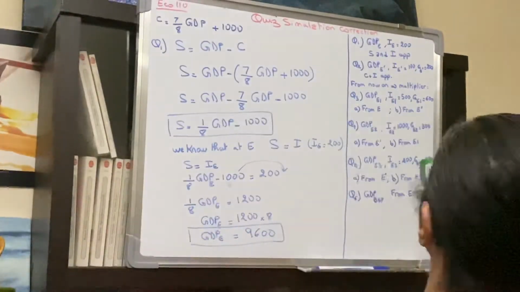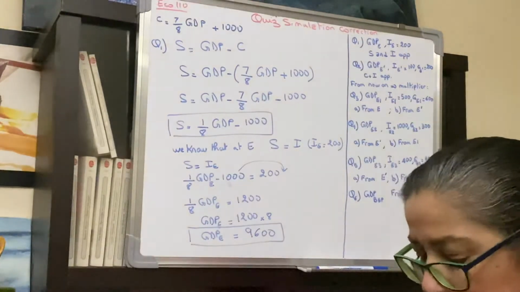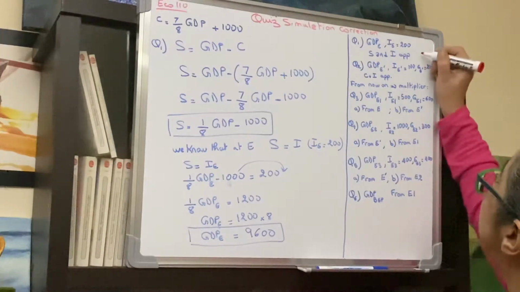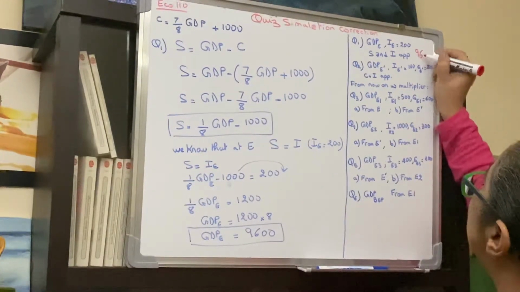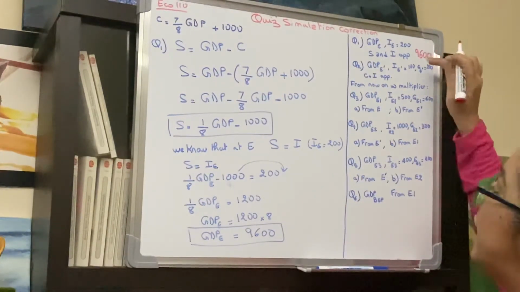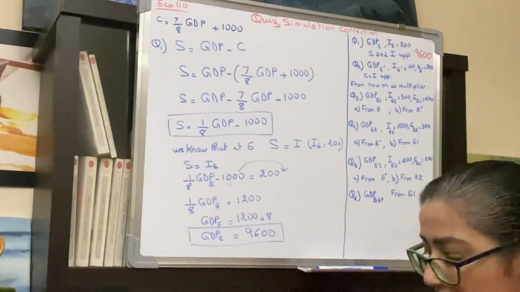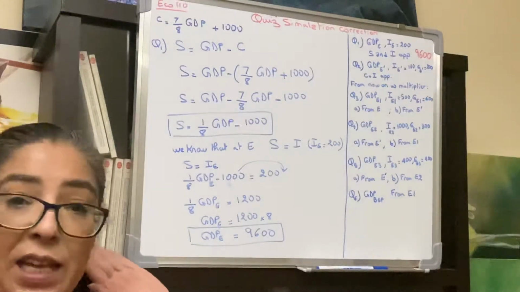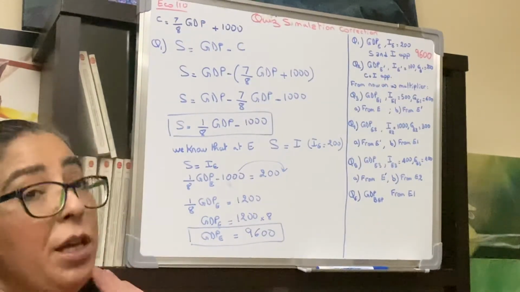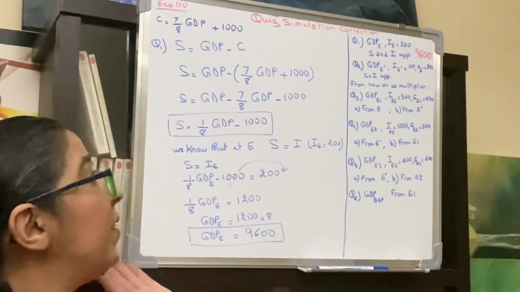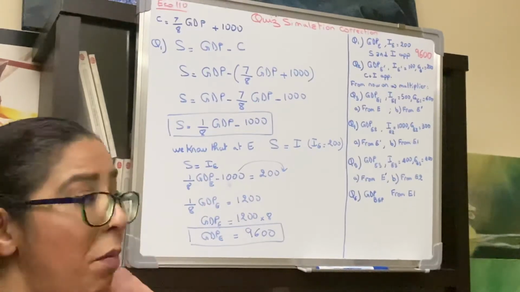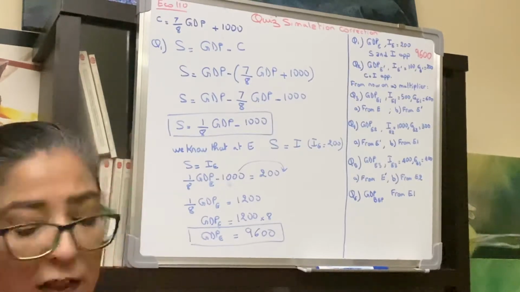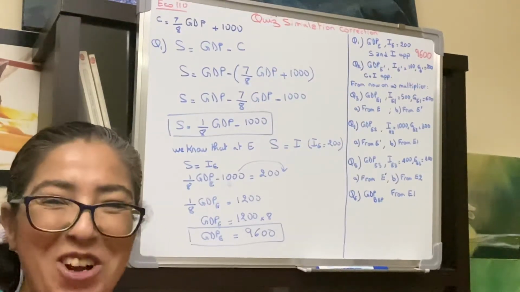So I'm going to write my answer in here in red. So GDP at E is 9,600. I'm doing this because I'm going to need my GDPs over here to calculate the rest. If you have a problem, please call me or send me a WhatsApp message, pause the video, and then ask me whatever question you want, and I'll answer and then go back to the video, okay?